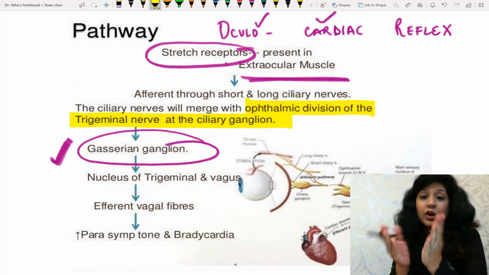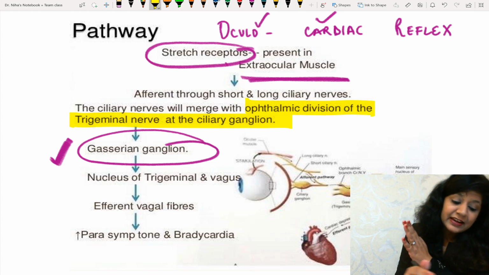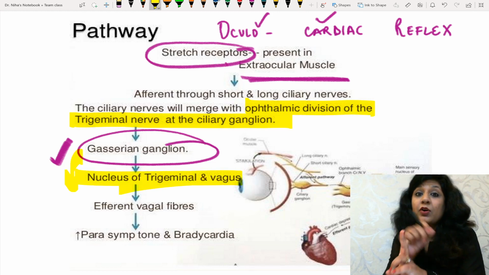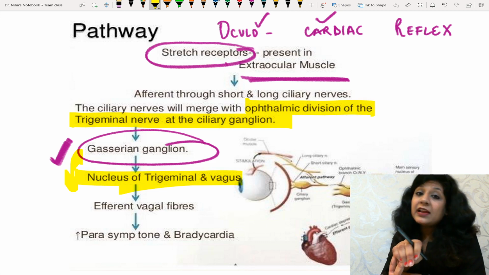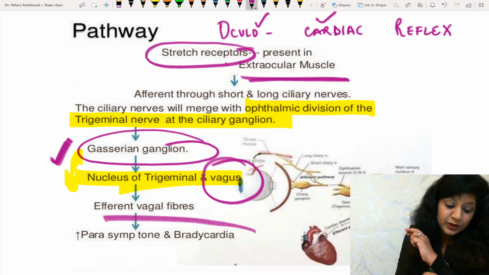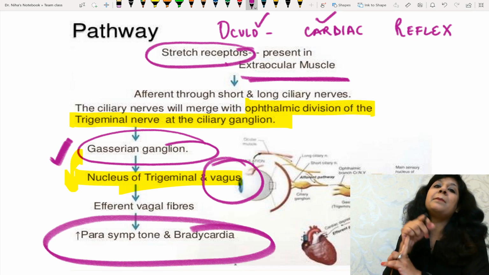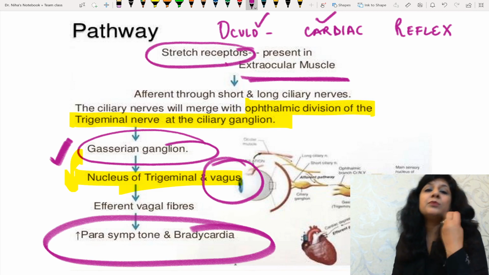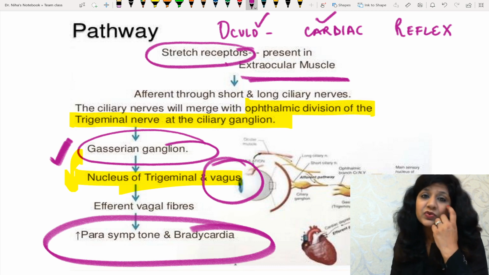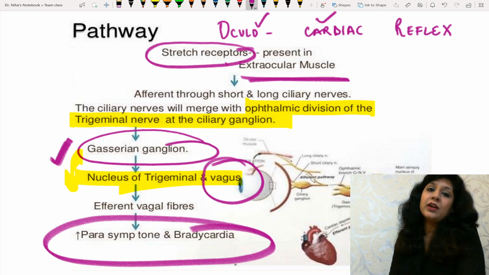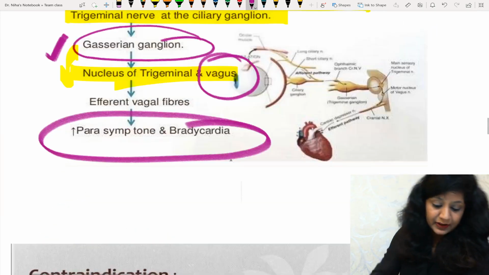You are fresh with the knowledge of anatomy, yeah? And then it is going to the nucleus ambiguus, that is to the trigeminal and the vagus. Now here we have got the nucleus of the vagus, and it is this vagus which is responsible for increasing the parasympathetic tone and the bradycardia. So many a times during giving this retrobulbar block or during any eye surgery, especially the squint surgeries, the stretch receptors can lead to bradycardia. This is actually called the oculocardiac reflex.